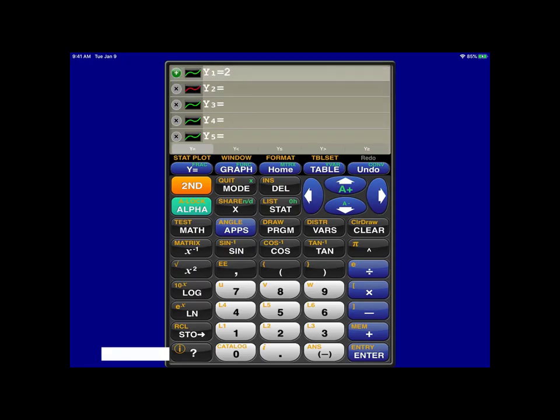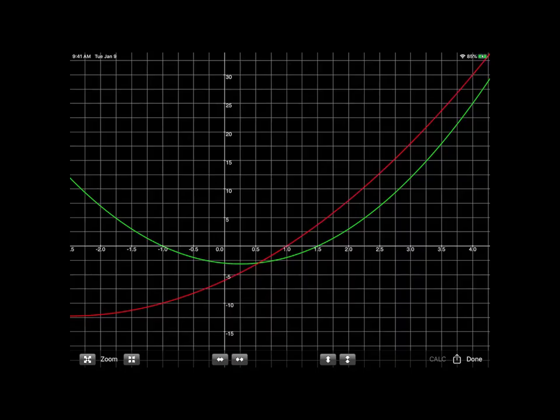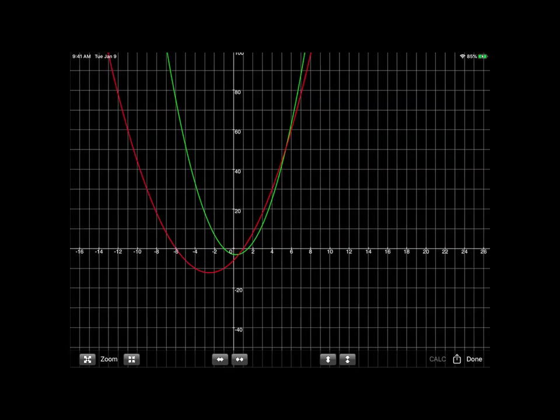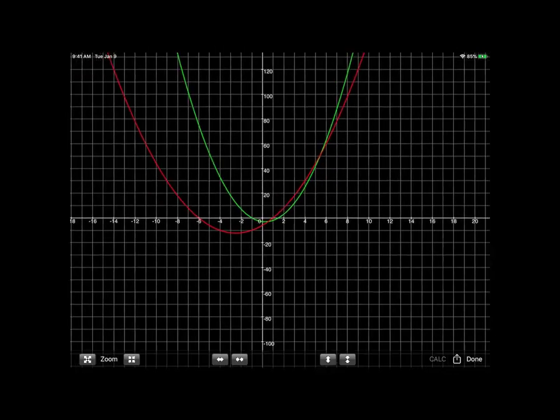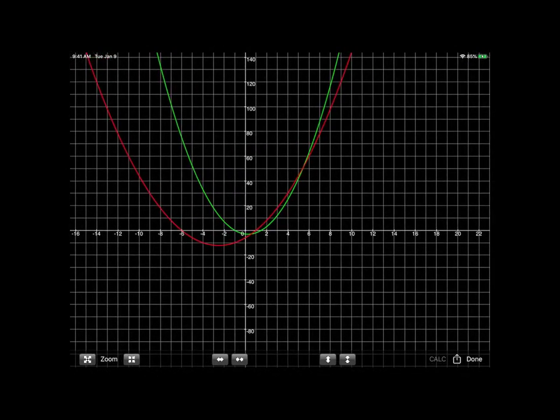So I have 2x squared minus x minus 3, x squared plus 5x minus 6, graph. Uh-oh. Okay, there's one intersection, but it's saying there's two intersections.